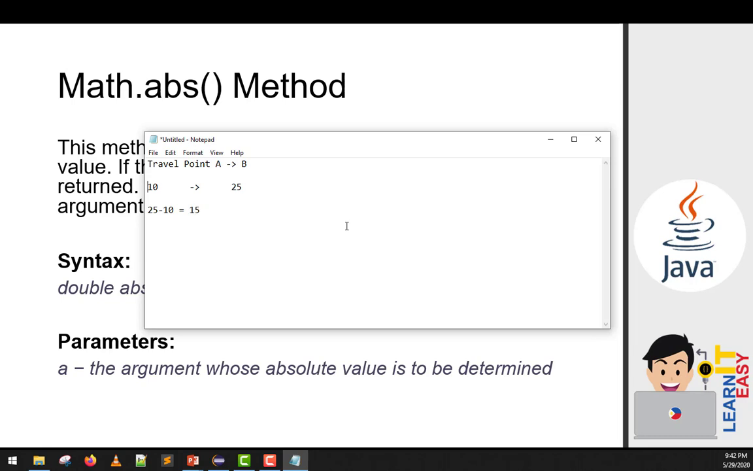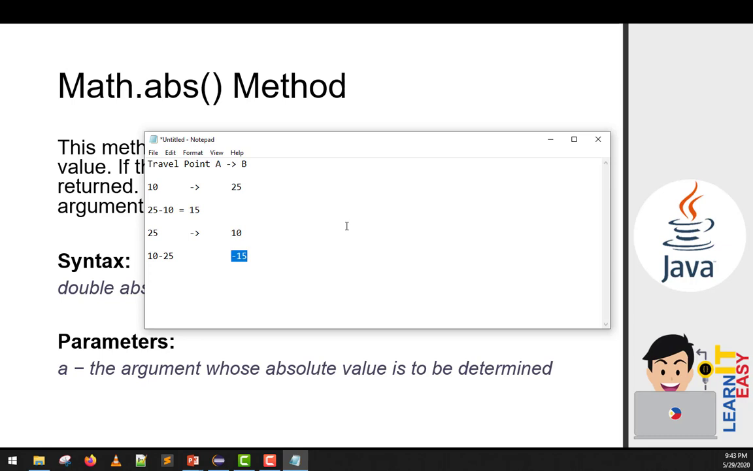So, kung ang parameter mo is point A to point B, eh, paano naman kung pabalik yung ginawa mo? So, kung pabalik ang ginawa mo, pero ang way ng input mo pa rin is, mauuna pa rin ang point A, which is 10, at ang point B mo, for example, is 25. Kapag kinompute mo yan na 10 minus 25, makakakuha tayo dito ng answer na negative 15.